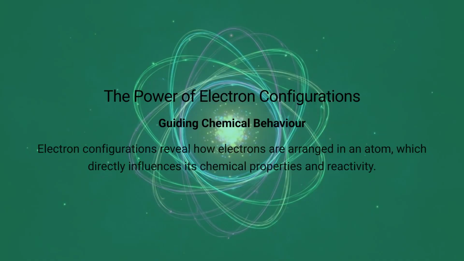At the heart of an element's behavior lies its electron configuration. These configurations describe how electrons are distributed in the atomic orbitals, dictating an element's chemical reactivity and bonding patterns. Understanding electron configurations is crucial for predicting how elements will interact.